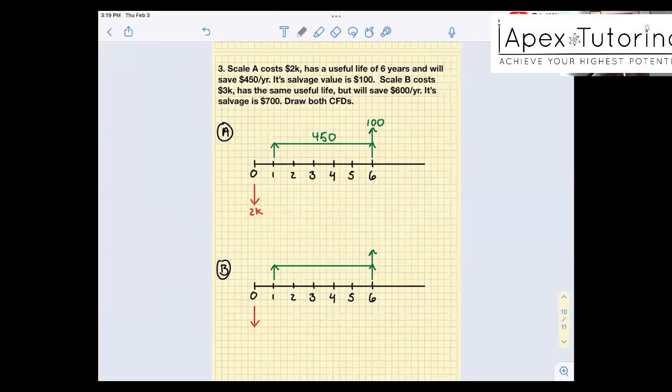What should I label the first red arrow for scale B? $3,000. How about the annuity? $600. And the salvage? $700. Very good. Questions about that?